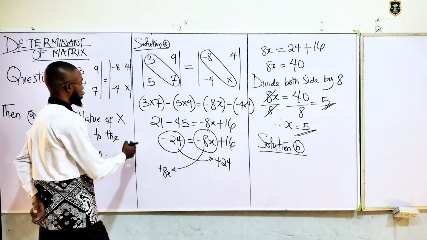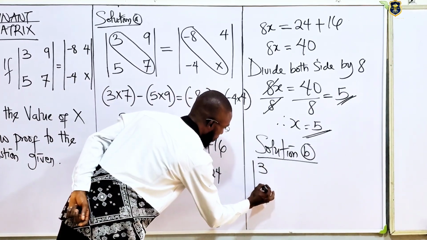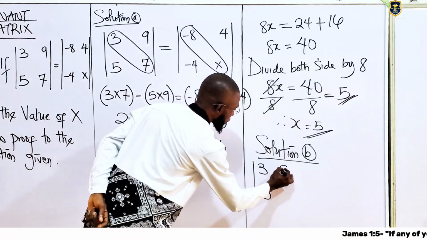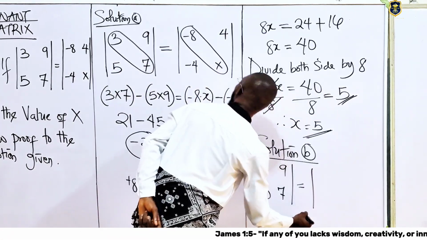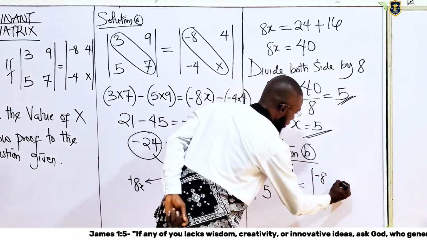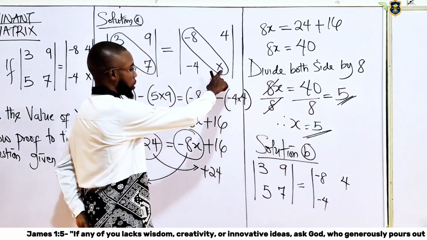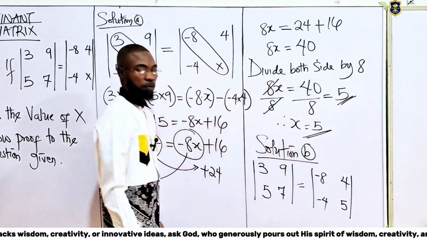And for solution B, it's going to look like this now. We're going to have 3, 5. Here is 3. Here is 5. Here is 9. Here is 7. Equal to, that's our minus 8, minus 4, and then 4. Instead of x, I'll put here, we've already gotten the value for x. So it becomes 5. See how easy it is?